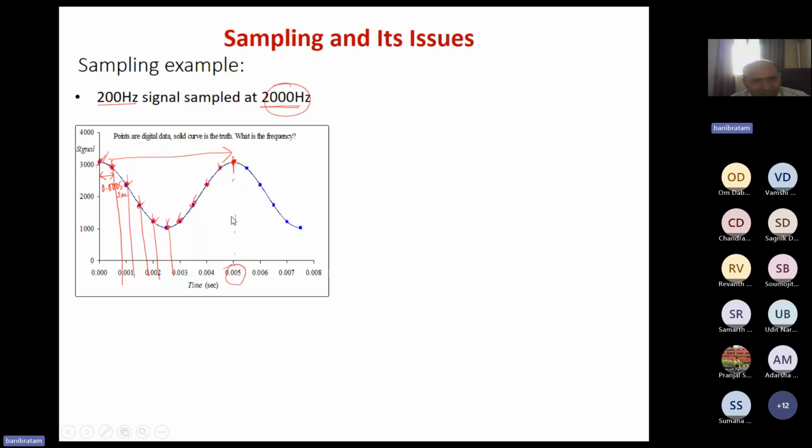Now I am discretizing it. After discretizing, I am doing some filter operation. Then after the filter operations, suppose this is my fundamental signal. If I simply join the dots, then after joining the dots, you can see I am getting my original signal back, is it not?